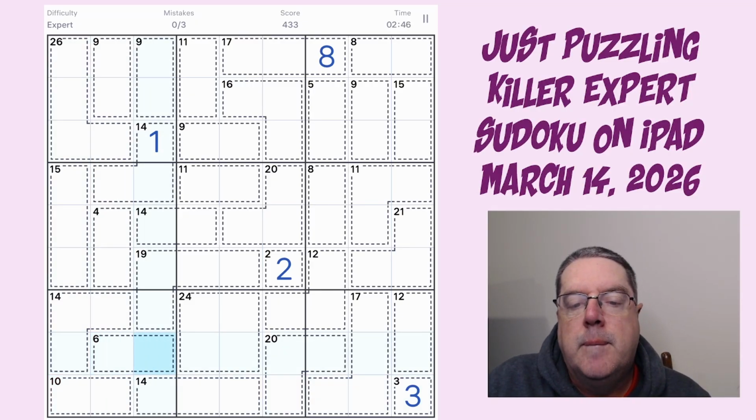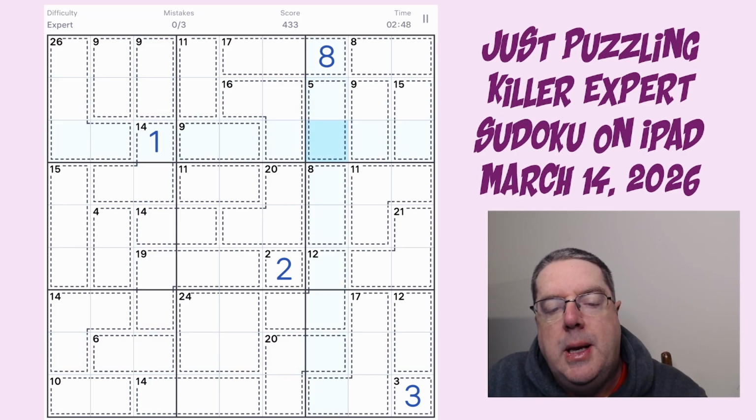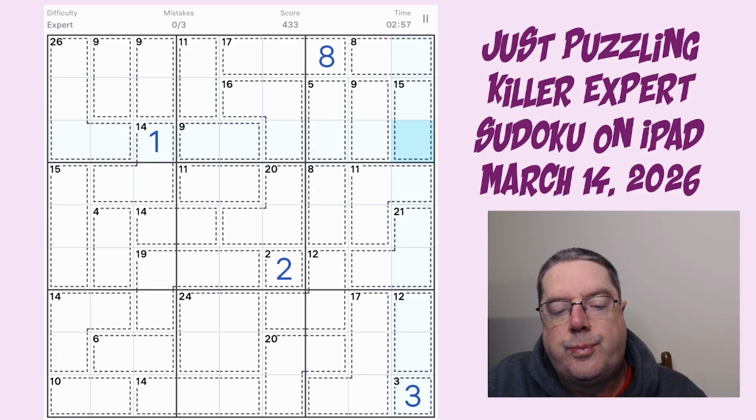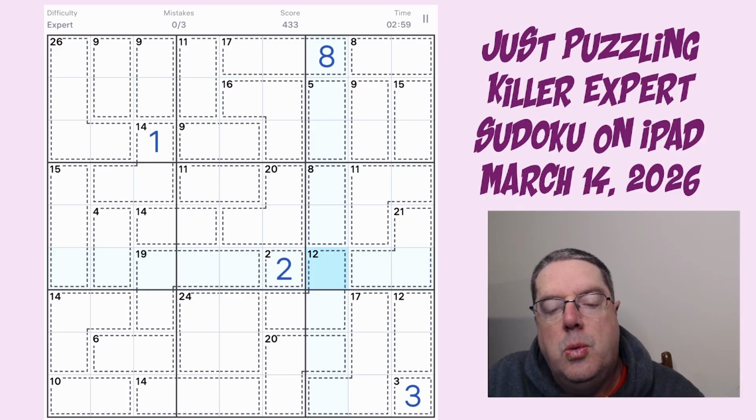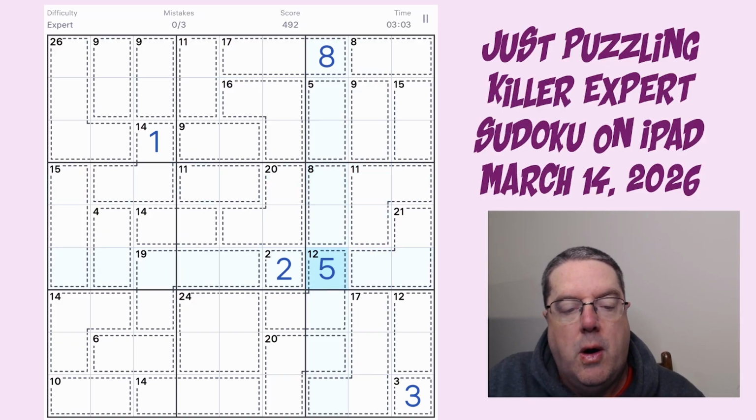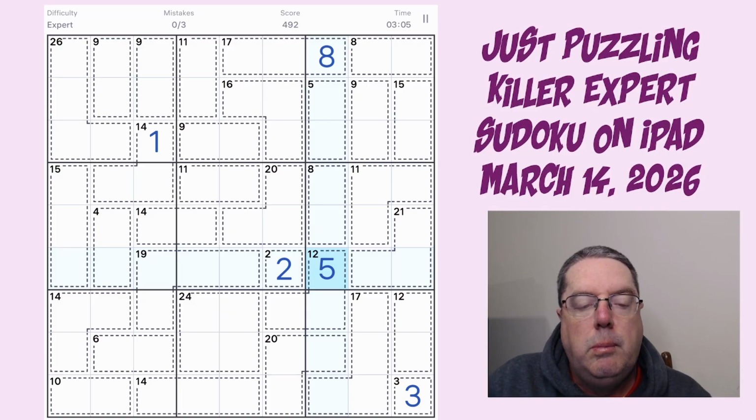Okay, so 9 can't be in here, 9 can't be in here, 9 can't be in here, so this is going to be 9 and 6. There's another spare cage there, so 21, 32, 40, so that's got to be a 5 to get to 45.